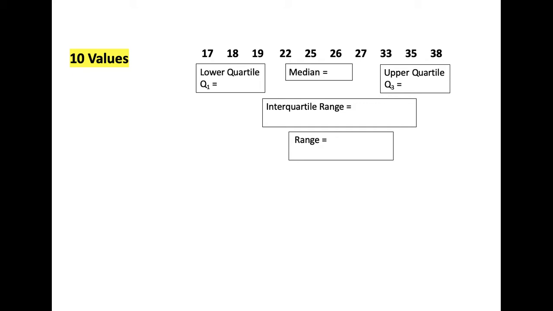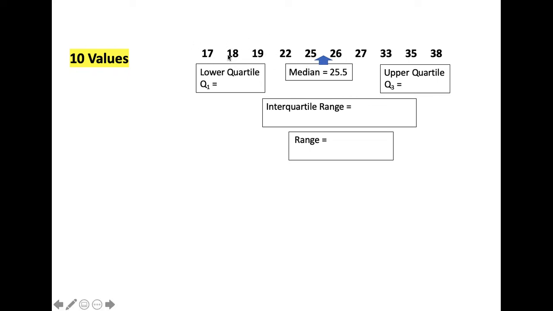Now the case with 10 values. With an even number of values, there isn't a clear middle one. You're kind of halfway between two values. So there's a line, if you like, down the middle with 5 values below and 5 values above, and we just go halfway between. So the mean average of 25 and 26 is 25.5. Just add them up, divide by 2. That's the median.